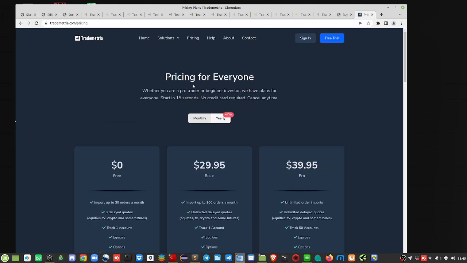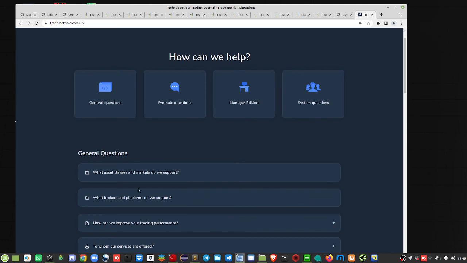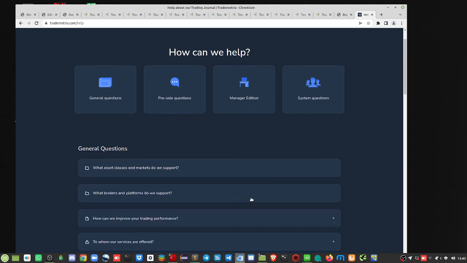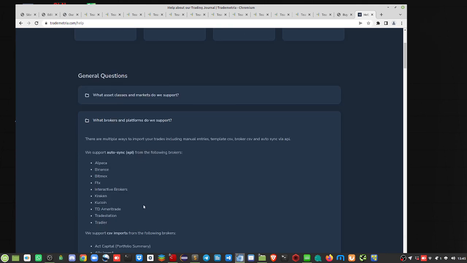Now, one of the other things I like about Trade Metria is, let's see, yeah, right here, the brokers. Okay, look at this. This is important. All these brokers I wouldn't touch with a 10-foot pole. Now this is what we're talking about, auto sync, which I had with cointracking.info, with the following brokers. So this is near real time, within an hour of your trades.